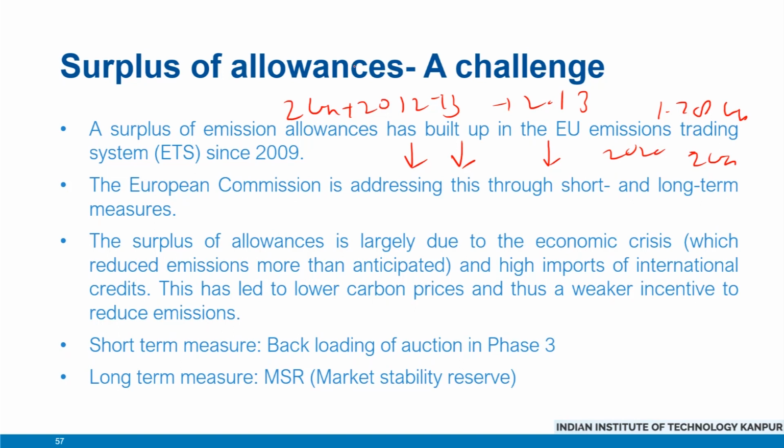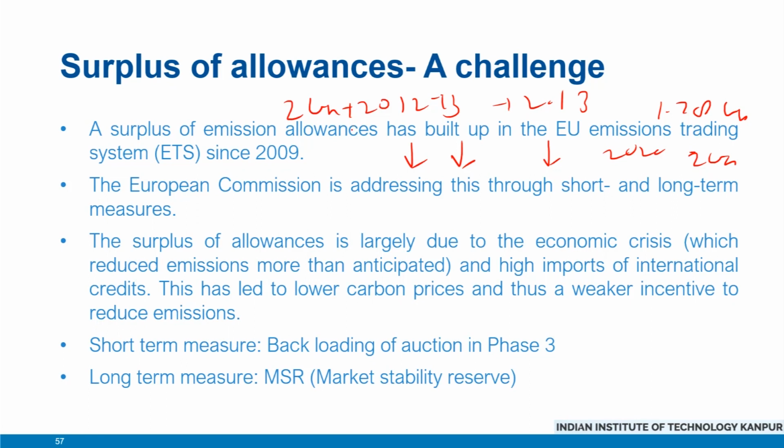Generally, it is argued that the economic and financial crisis of 2008, along with certain policy measures and EUETS policy features, created a sort of excess supply of allowances and therefore led to imbalance. This carried on in phase 3 and further required measures such as backloading and market stability reserve that we are going to discuss shortly.